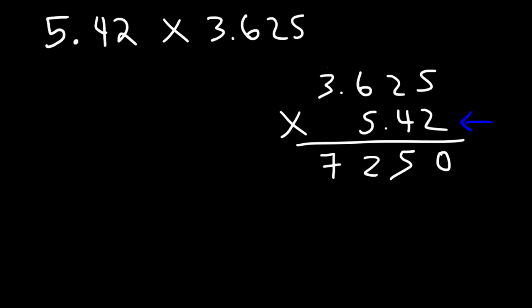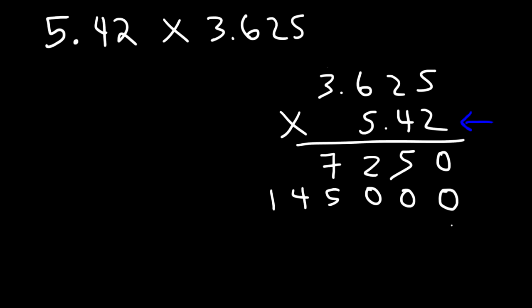Now let's move on to the second row. So let's add a 0. And now we have 4 times 5, which is 20. Let's bring up the 2. And then 4 times 2 is 8 plus 2, so that's 10. So let's write the 0, and then let's carry over the 1. Now we have 6 times 4, which is 24 plus 1, so that's 25. Let's bring up the 2, and then 3 times 4 is 12 plus 2, so that's 14. We'll have to write the entire 14, since there's no other number here.